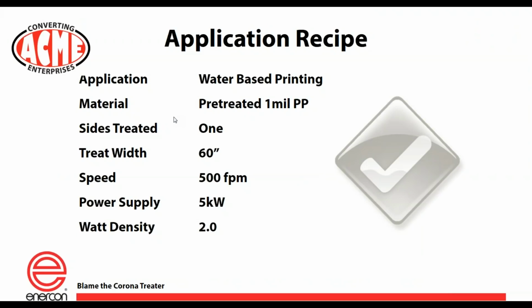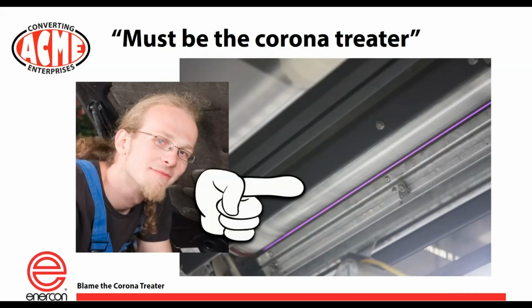We're using pre-treated 1 mil polypropylene, treating one side 60 inches wide. Line speed of 500 feet per minute. 5 kilowatt power supply with a 2 watt density. All right, that all checks out.